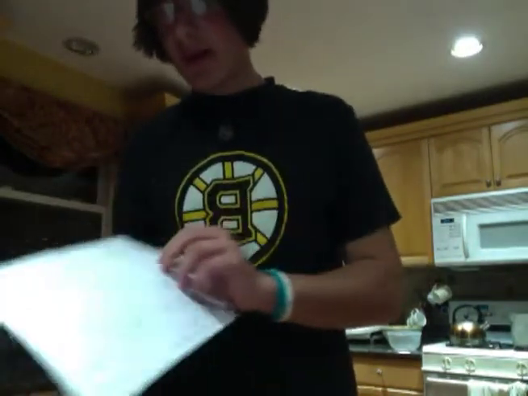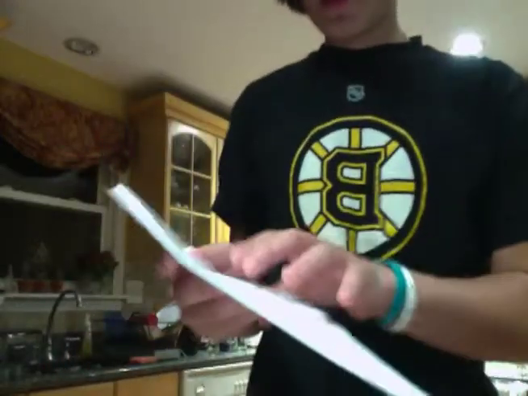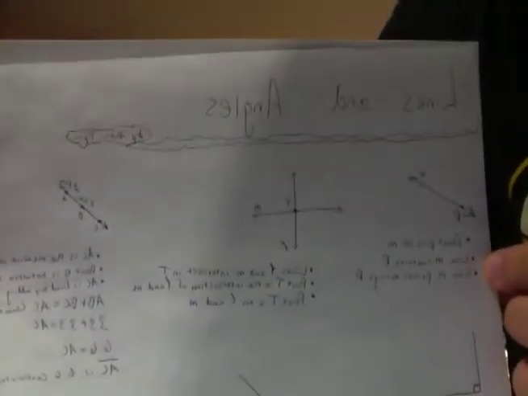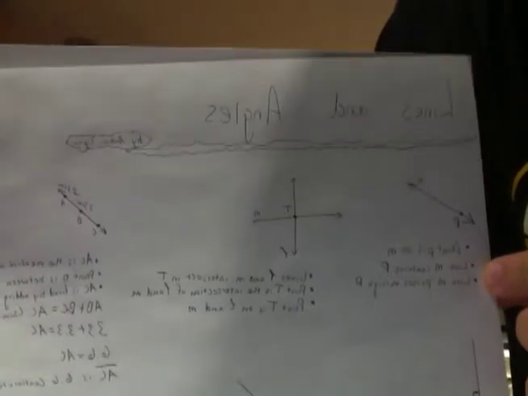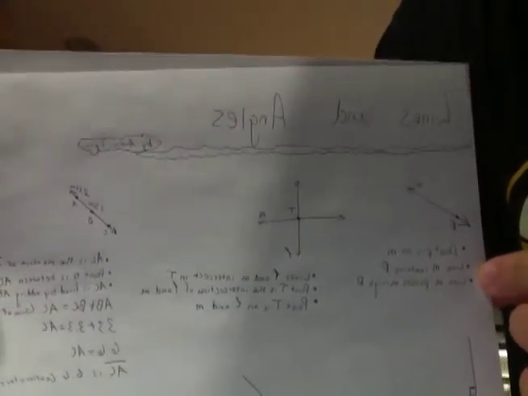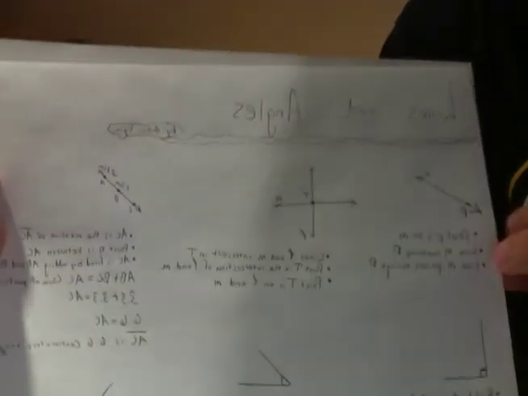Alright, the next topic I have is lines and angles. So we'll start off here. Right here is line M, which has point P on it, and line M contains point P, as you can see. Then line M passes through point P. It's like if you had to stop, point P would be in the way.